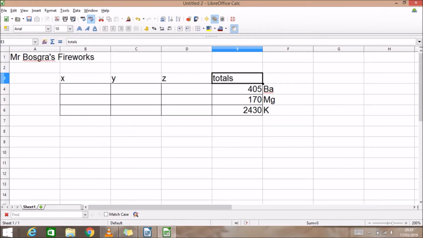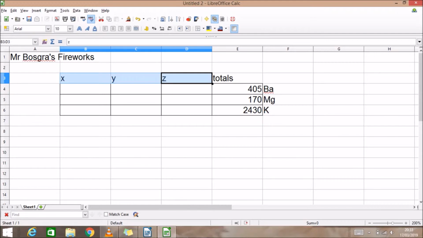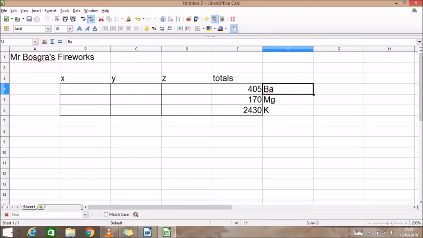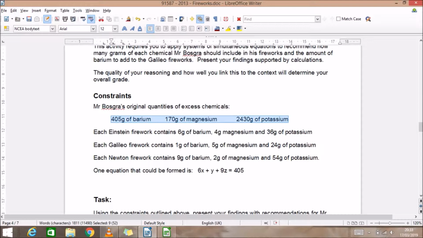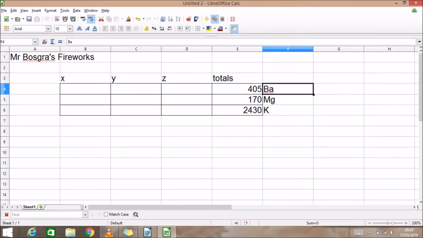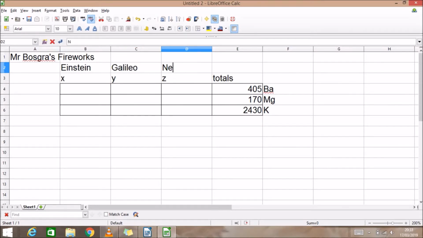We know now that these cannot be our X, Y, and Z values. We've eliminated them as our possible options. That means that our X, Y, and Z values will be the other set of things that could have been our variables. So we know it's not barium, magnesium, or potassium. It must be Einstein, Galileo, and Newton. So that's what our X, Y, and Z will be. We know that because we put our totals first. So we can look at this and say each Einstein, Galileo, and Newton contains this much barium, so it depends on how many of each we use. So X will be the Einstein, Y will be Galileo, Z will be Newton.